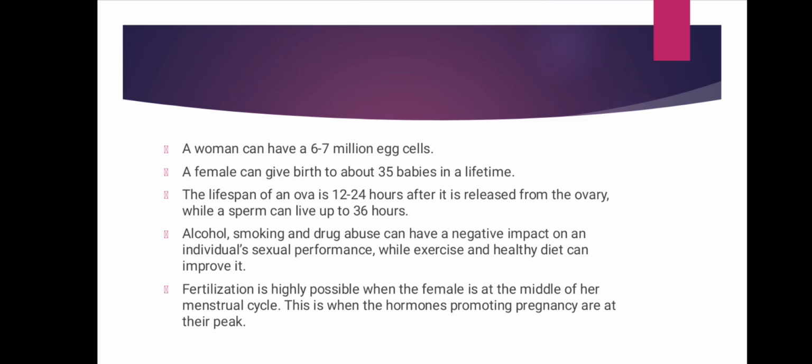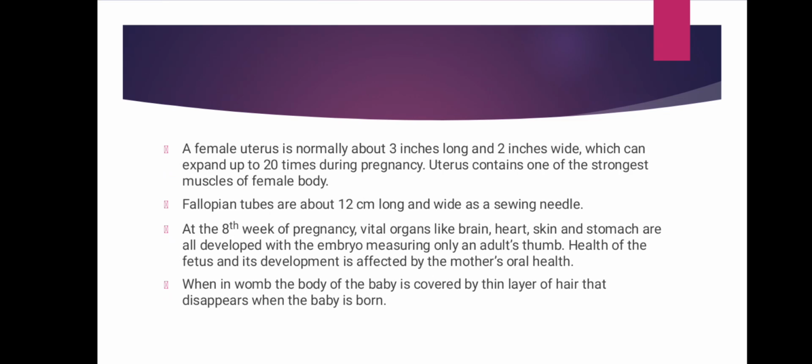Alcohol, smoking, and drug abuse can have a negative impact on an individual's sexual performance, while exercise and a healthy diet can improve it. Fertilization is highly possible when the female is at the middle of her menstrual cycle. This is when the hormones promoting pregnancy are at their peak. A female uterus is normally about 3 inches long and 2 inches wide, which can expand up to 20 times during pregnancy. The uterus contains one of the strongest muscles of the female body.